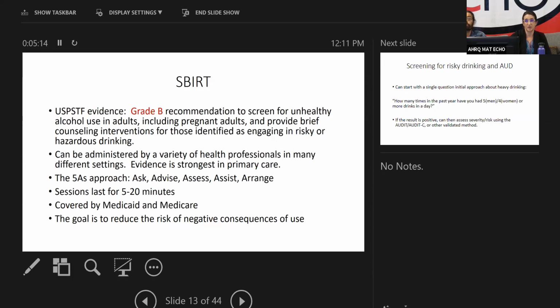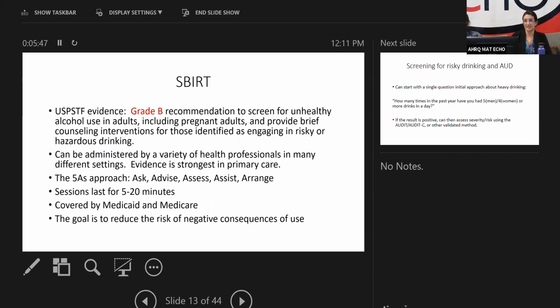USPSTF gives us a grade B recommendation for screening for alcohol use in adults, and providing the brief counseling intervention for those who are engaged in risky or hazardous drinking. The evidence is strongest in primary care, but it can be administered in many different settings and by a variety of healthcare professionals. It involves the 5 A's approach that you've probably also seen with tobacco use. So ask about use, advise to quit or decrease, assess their interest in this, assist them if they are interested, and arrange follow-up for treatment.